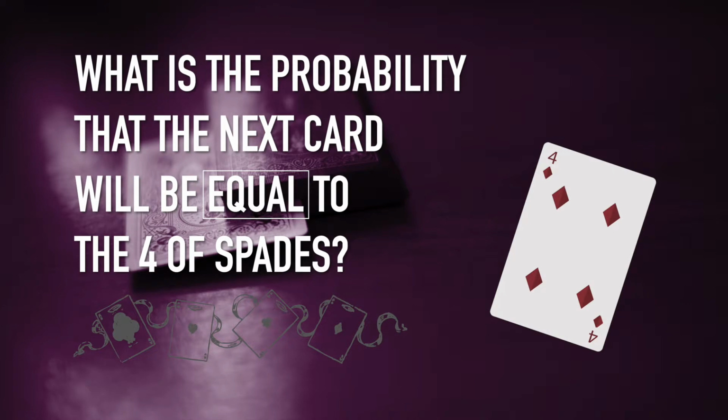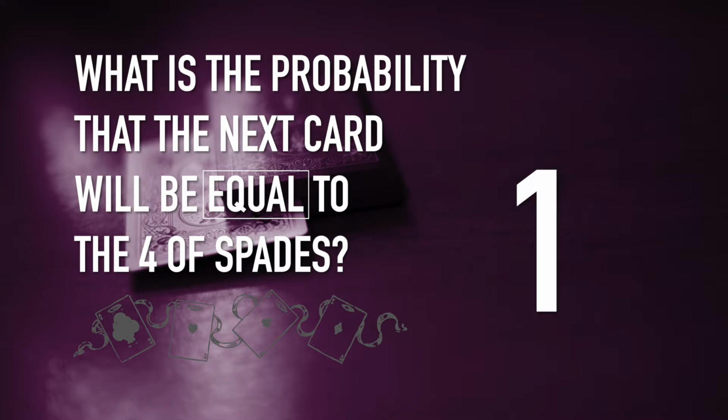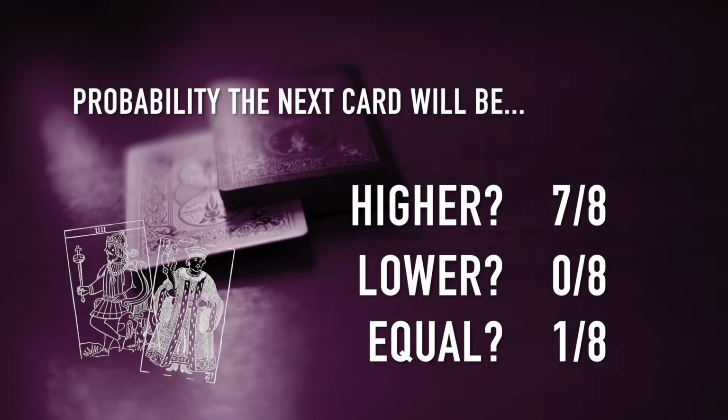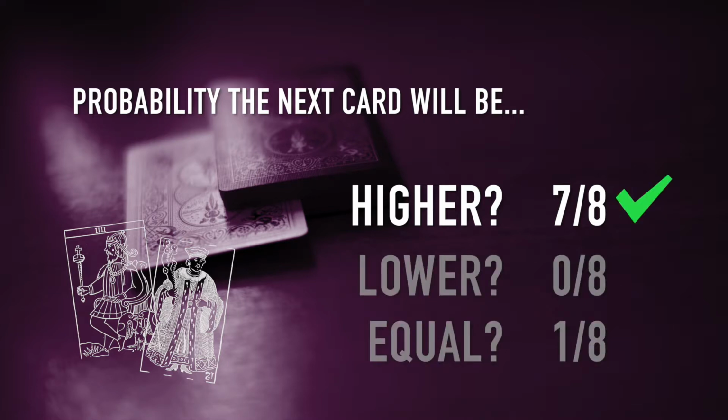What about the probability that the next card is going to be of equal value? I have a 4 of diamonds. That's the only card that I have that is in my sample space of equal value to the 4 of spades. So that's going to be 1 card out of a sample space of 8, or a probability of 1/8. So my next guess is going to be, based on my probabilities, higher. I believe that my next card I flip over will be higher.